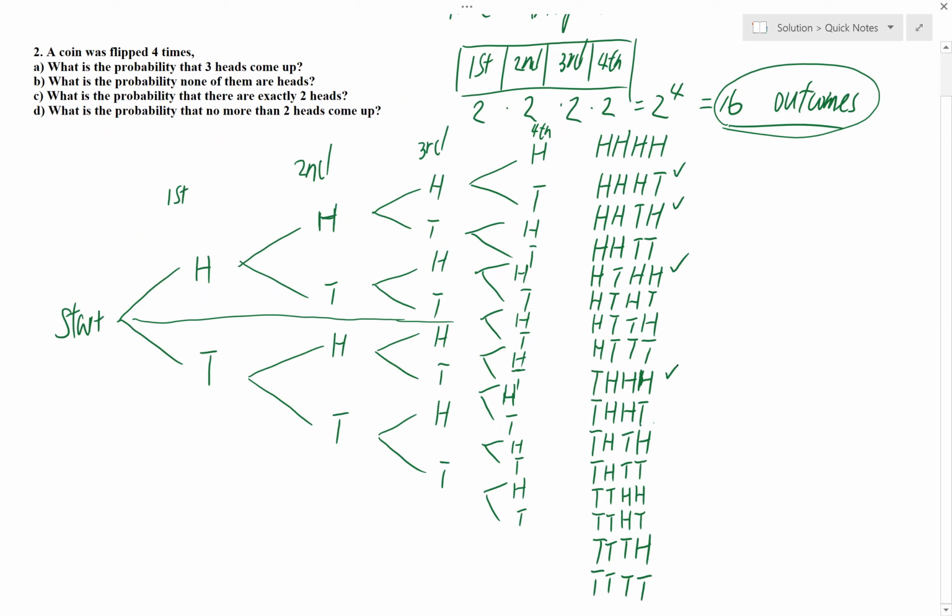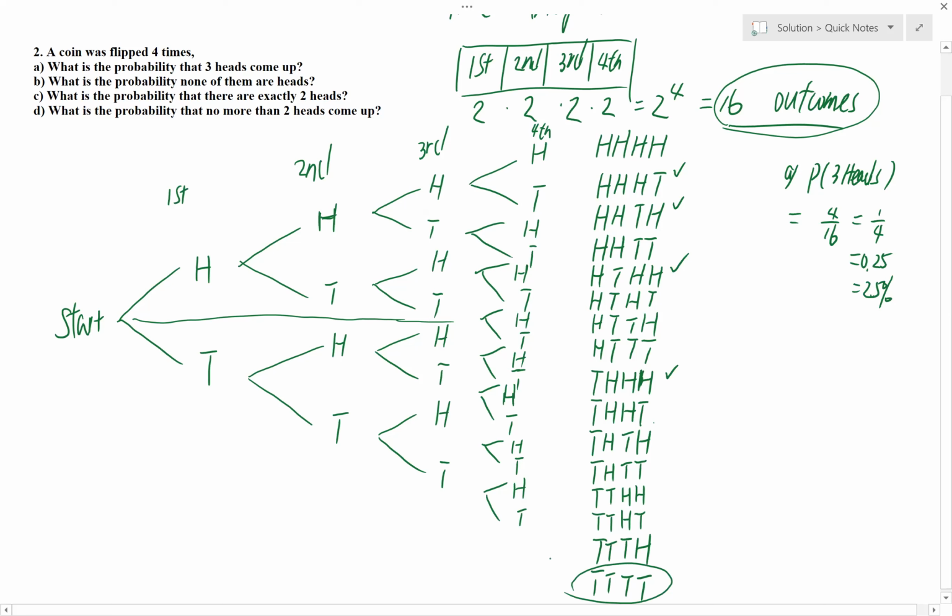So its probability of 3 heads will be 4/16. So it's a quarter chance. Or you can write 0.25 or 25%. Either one is good. Okay, that's part A. And part B is what is the probability none of them are heads, meaning it has to be all tails, right? So it's got to be this one. None of them are heads. So another way of saying that is 4 tails.